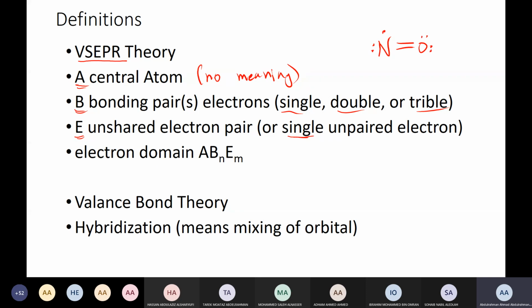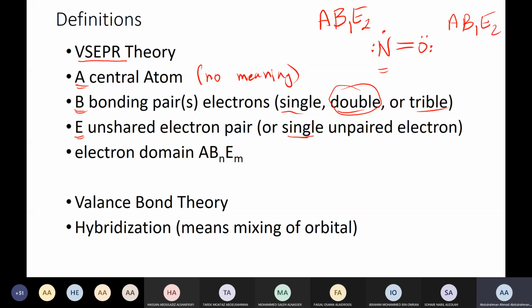If it's a single electron, what's the shape of the electron domain around N? A, B what? AB2. B1. A double bond is still B1. E what? E2. How about for oxygen? It's A, B1, E2. E2 also.